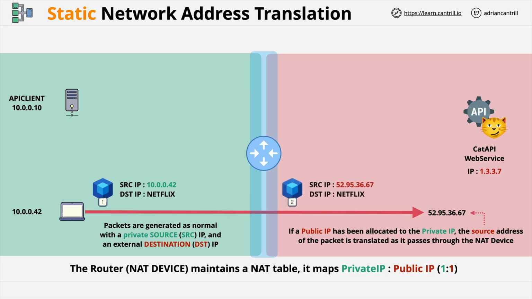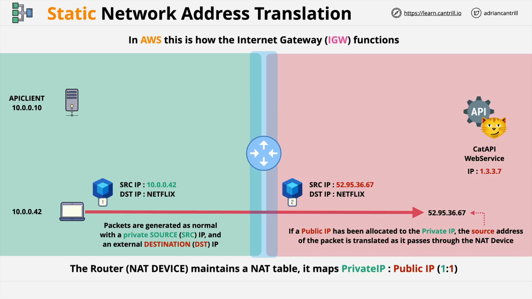So this new packet still has Netflix as the destination, but now it has a valid public IP address as the source. So because we've allocated this bottom laptop a public IP address, as the packet moves through the NAT device, it translates the source IP address of this packet from the private laptop's IP address to the allocated public address. So this is an example of static NAT, and for anyone who's interested in AWS, this is the process which is performed by the Internet Gateway, so one-to-one static network address translation.